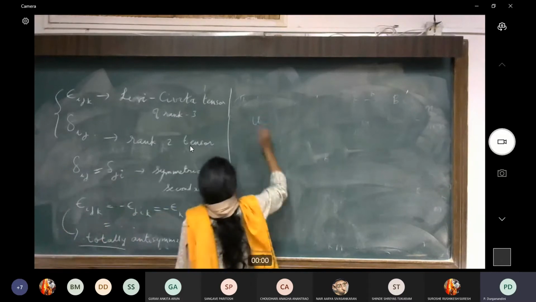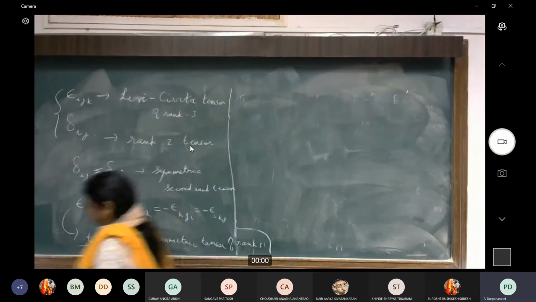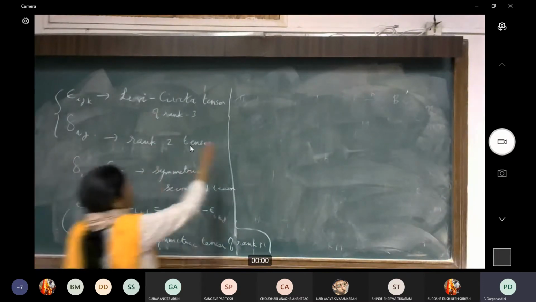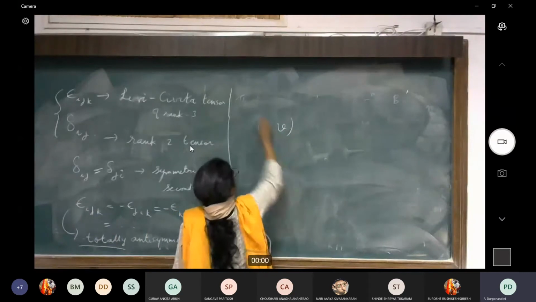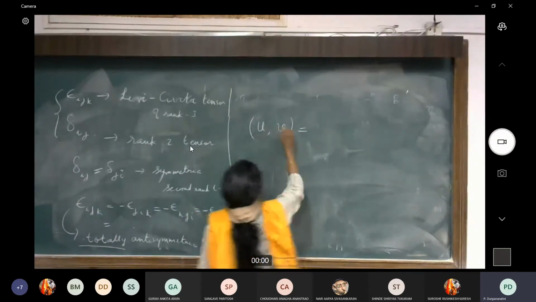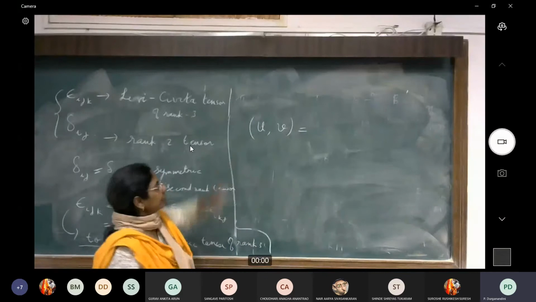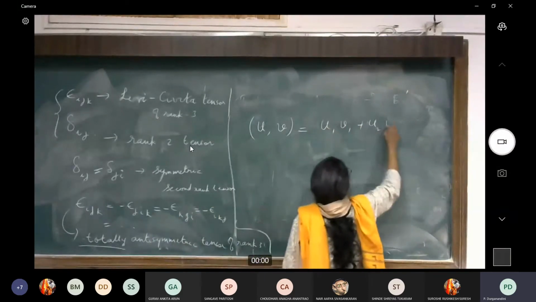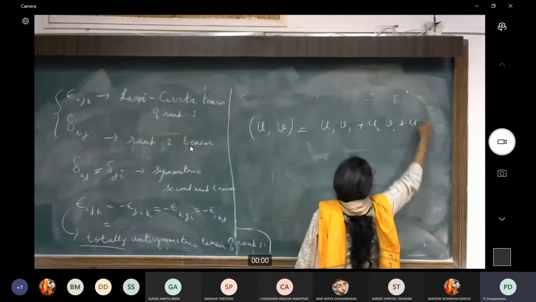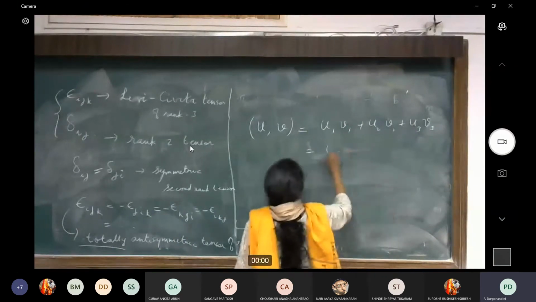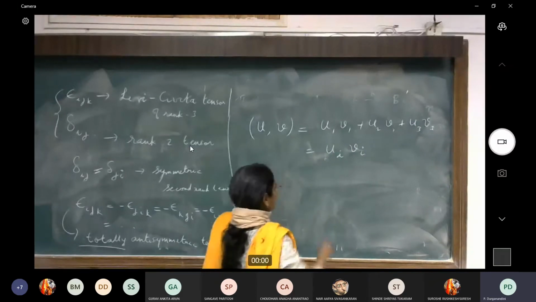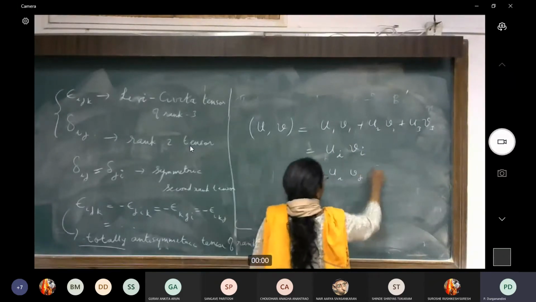See, for example, if you want the inner product of two vectors, or the inner product of two tensors of rank 1, by definition we know that, let U and V be two vectors, the inner product of this is given as U1 V1 plus U2 V2 plus U3 V3, which you can write as U_i V_i, which I can also write as U_i V_j delta_ij.